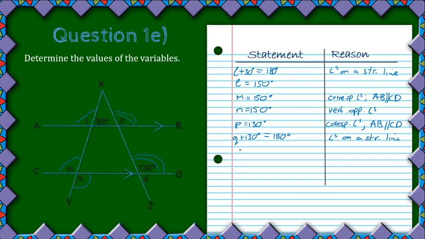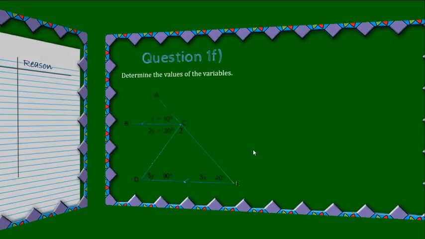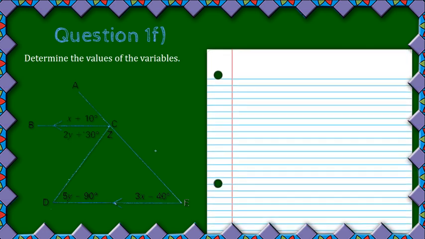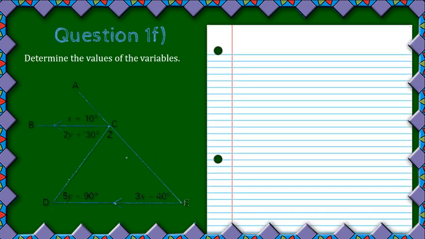And then we solve for Q. So Q is equal to 180 minus 130, which is 50 degrees. Then 1F. Now, determining the value of X and Y.